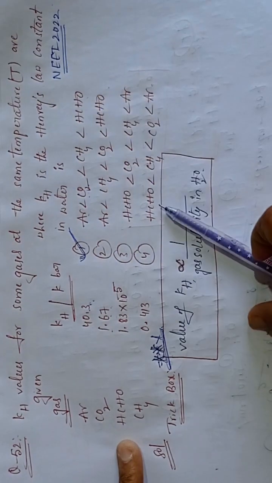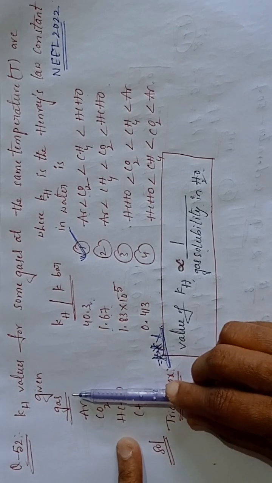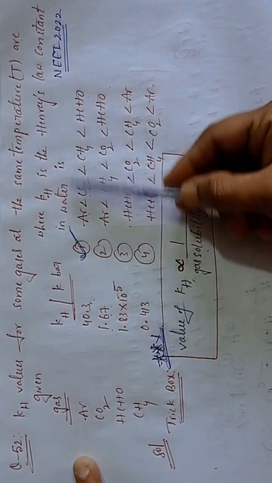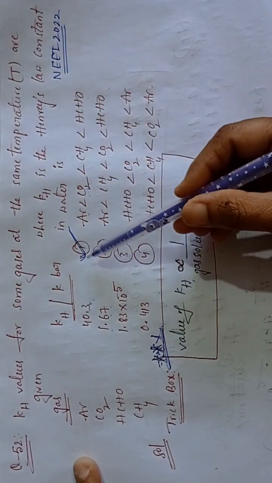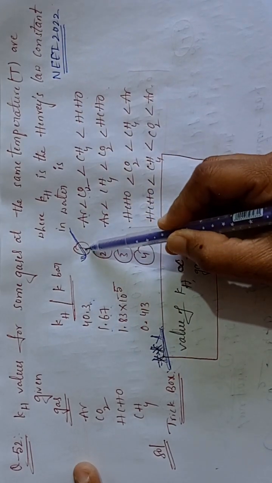Are you clear? So when the KH value is more, the gas solubility in water is less, students. Here they are asking about the Henry's law constant in water, so the gas solubility in water is being asked, so option 1 is the correct answer. Are you clear?